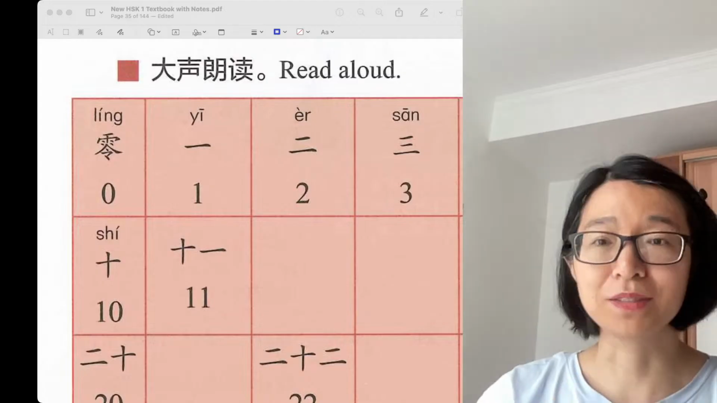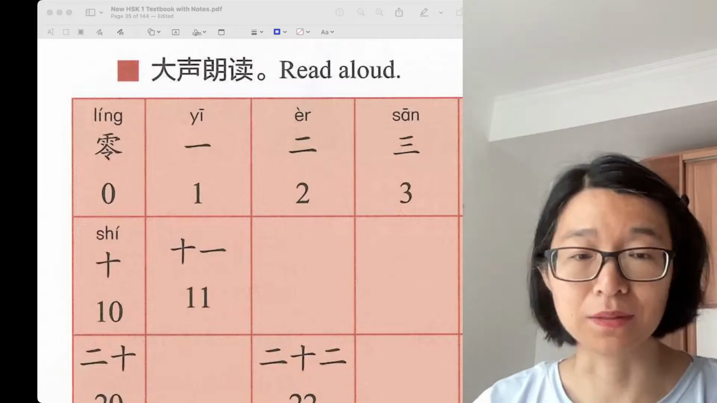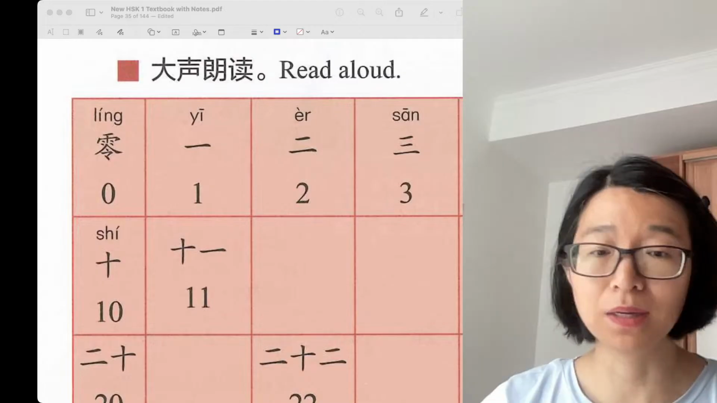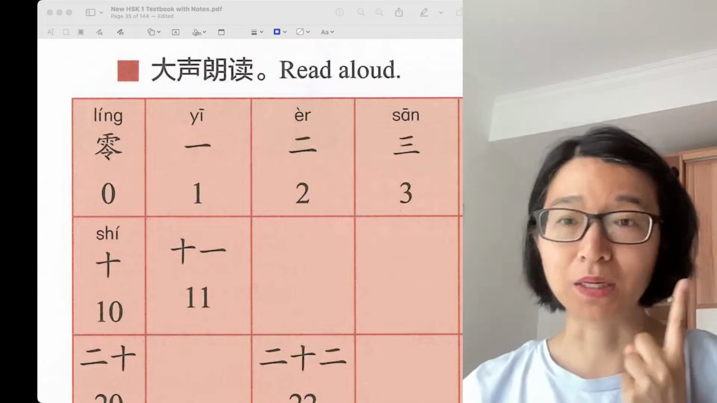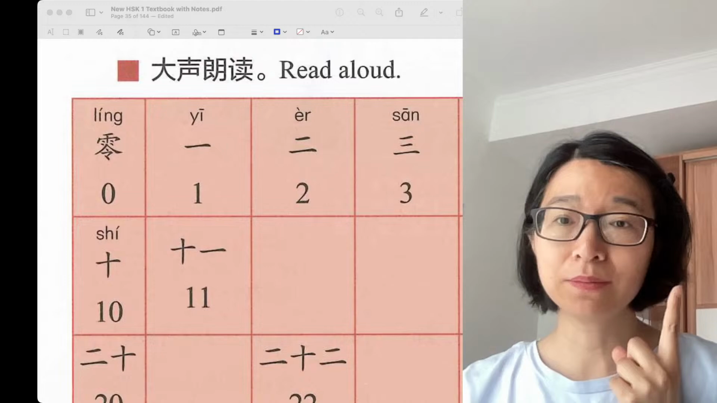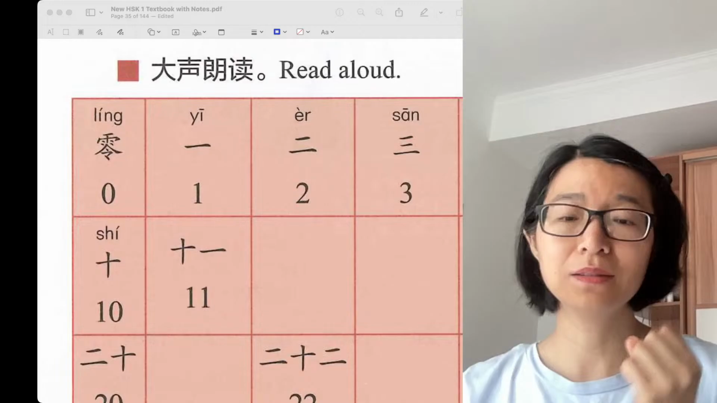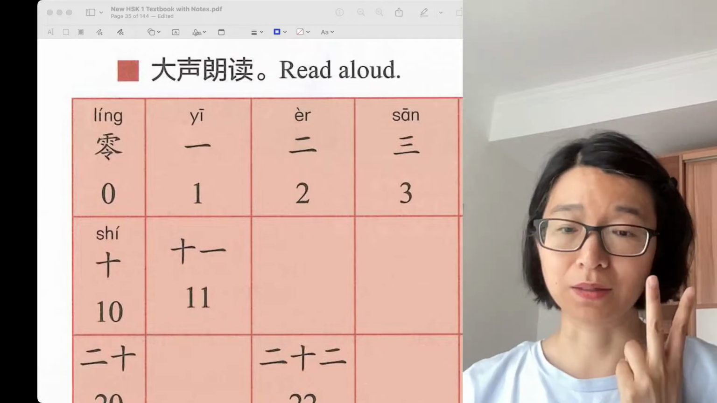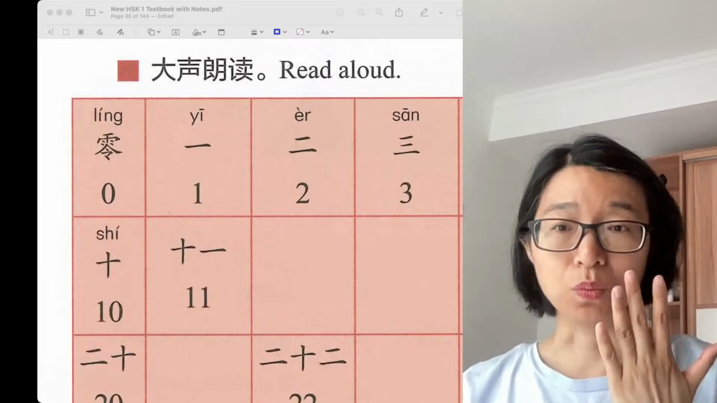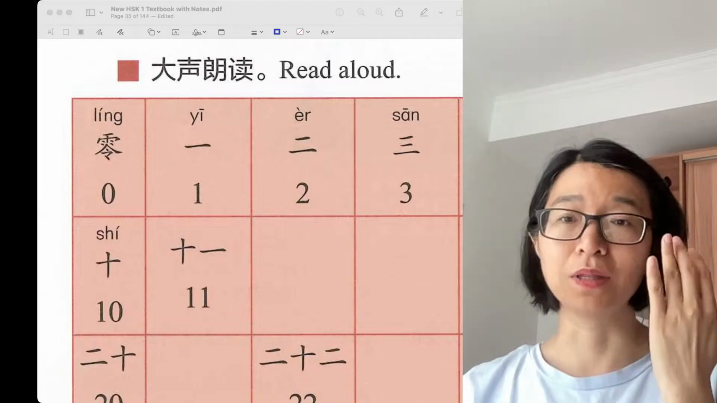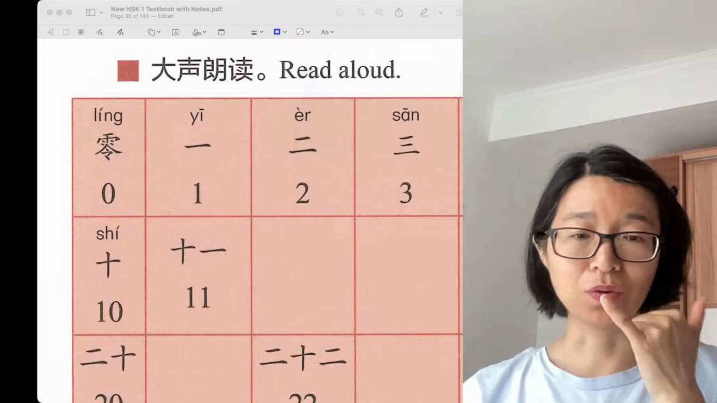Okay, great. Now let's say number 0 to number 10 together, with hand gestures. You know the Chinese number hand gestures. Okay, this is what? 一, right? But for 0, you can do it like this. Okay, 零, 一, 二, 三, 四, 五. Okay, how do you say number 6? Number 6, 六.